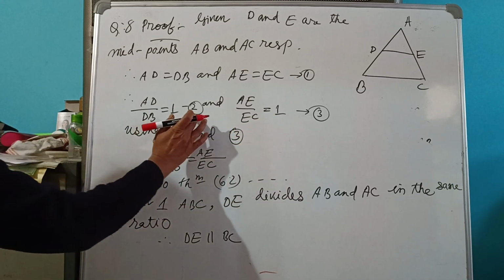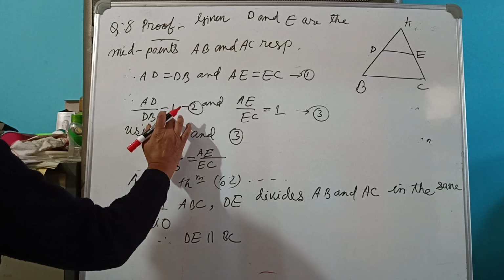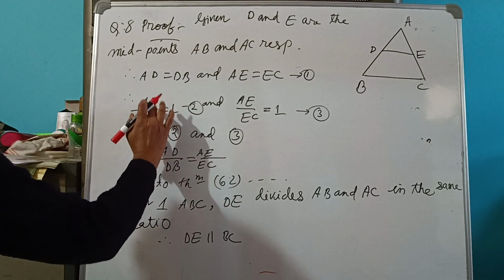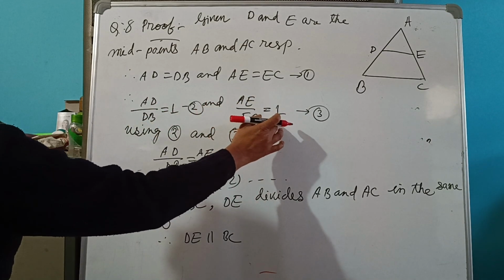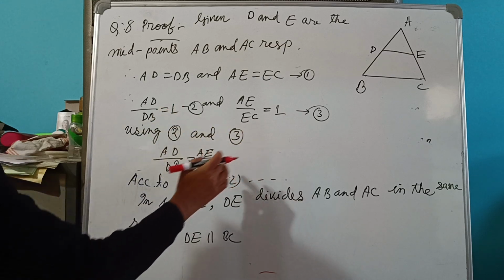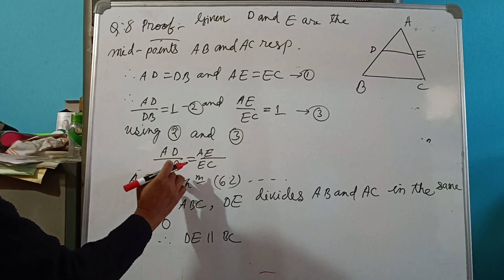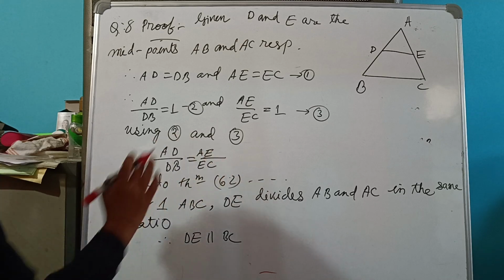Now using 2 and 3, since the ratio here is 1 and the ratio here is also 1, what do we find? AD by DB is equal to AE by EC.